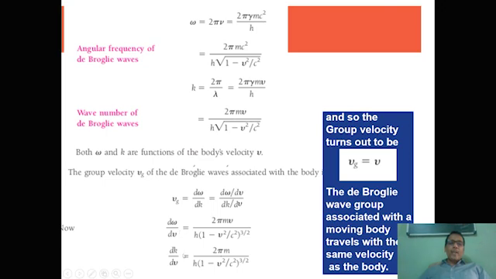So by putting these two values, d omega by dv and dk by dv, here, this vg comes out as equivalent to v, and this v is the velocity of the particle, the velocity of the body with which the matter wave is associated. So one can say the group velocity is actually the velocity of the matter wave, because the phase velocity is different from the velocity of the particle, but the group velocity is equivalent to the velocity of the particle.